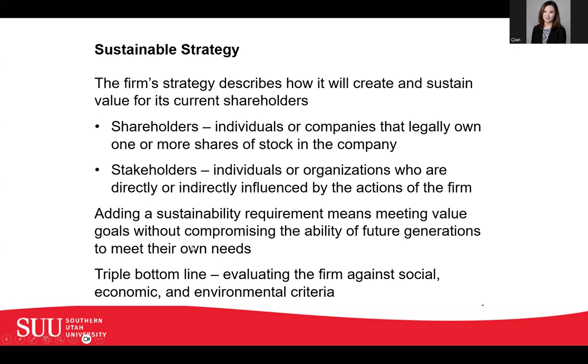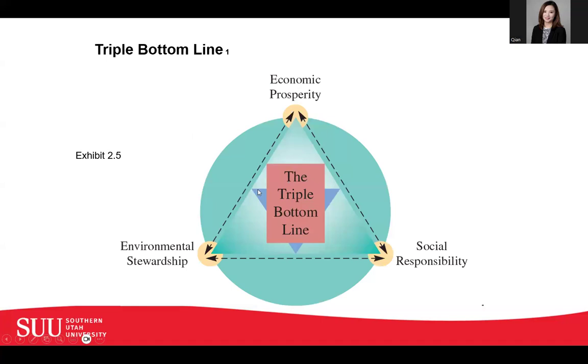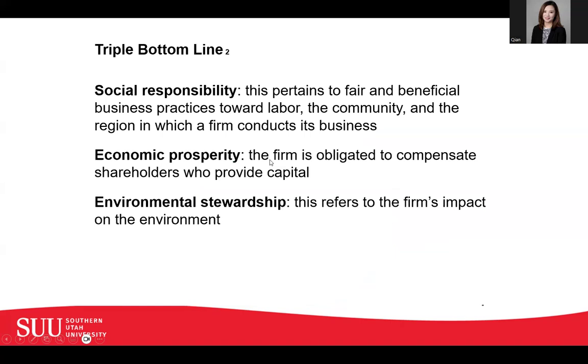Another thing we would like to emphasize here is the triple bottom line. This is an expansion of the sustainable strategy. We consider three things, which is why it's called triple: social responsibility, economic prosperity, and the environmental aspects. This is what we call the triple bottom line. You may need to go back to the textbook and read more details about it. And this is all I need to introduce in terms of the sustainability strategy.